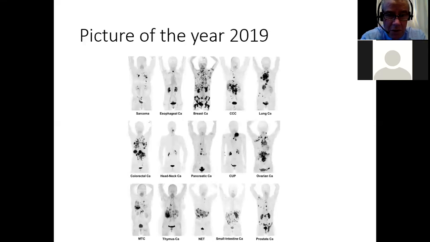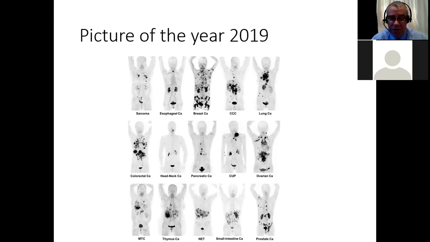So those of you who may have seen this picture from the SNMI, the last time there was a proper SNMI, before everything went completely bananas. And this is a series of different cancers. So there are here 15 different cancers imaged with Ga-68 FAPI.